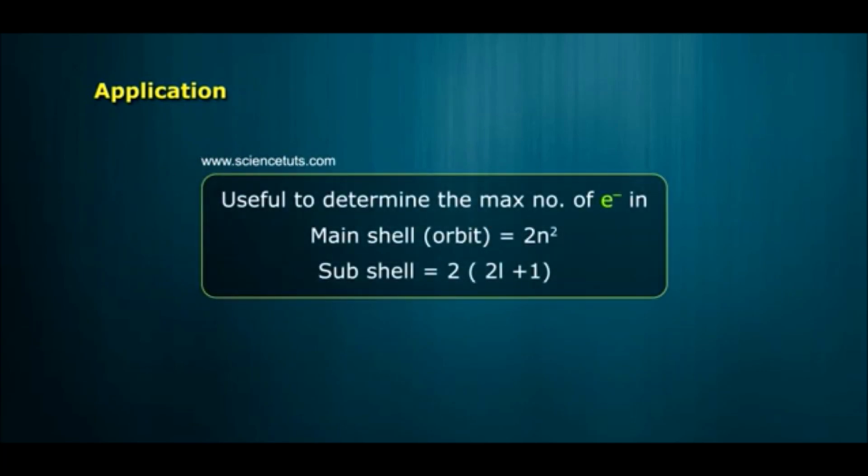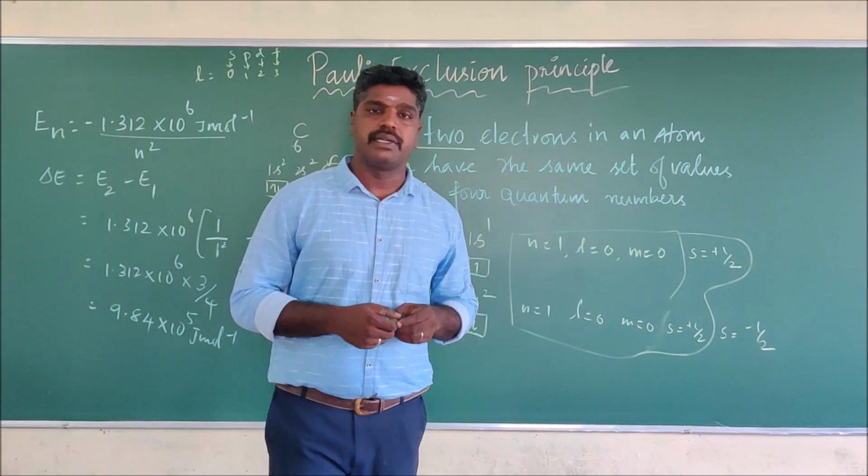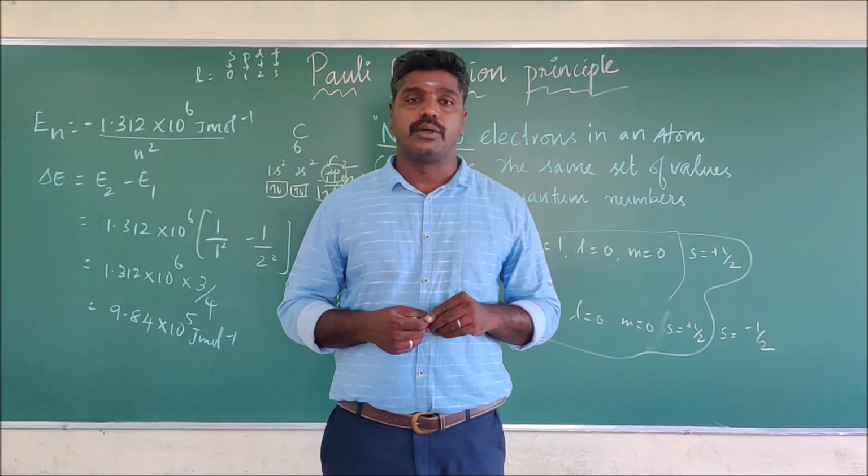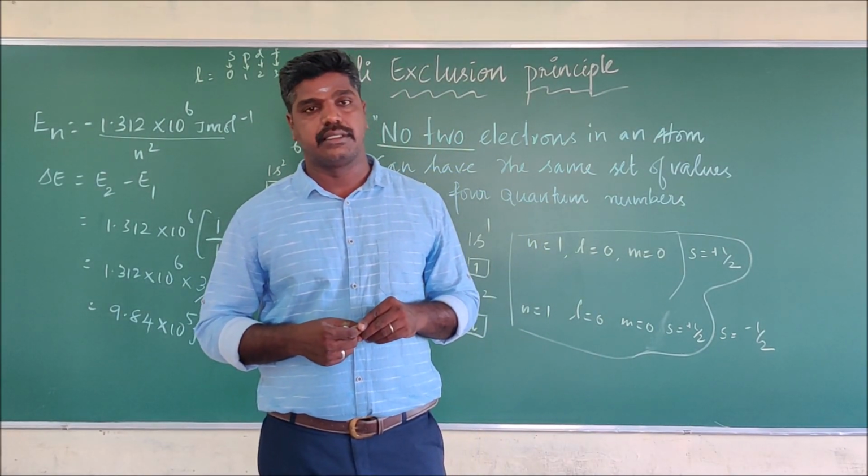Application: useful to determine the maximum number of electrons in a main shell orbit, which is equal to 2n square. For a subshell, it is equal to 2 times (2l plus 1). Next topic we are going to see is Hund's rule of maximum multiplicity.